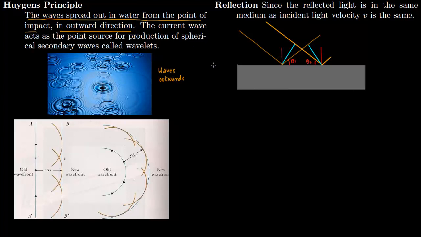So the Huygens principle tells us how the next wave forms from the current wave. So the fundamental idea is that the current wave acts as the source, or you can say point source, for production of spherical secondary waves, which are called wavelets. So let us see this in two special cases. First we are going to talk about the plane wavefront, and then we will talk about the spherical wavefront. So we first have the plane wave propagation.